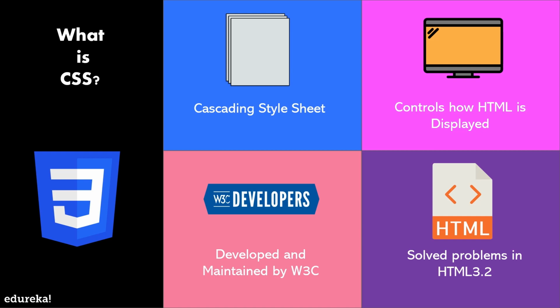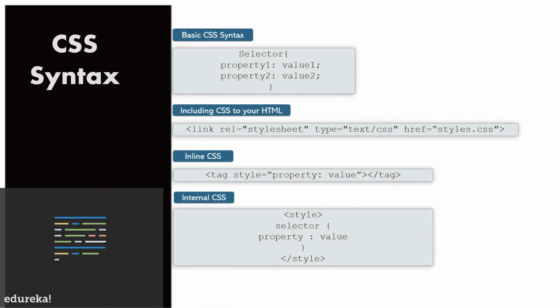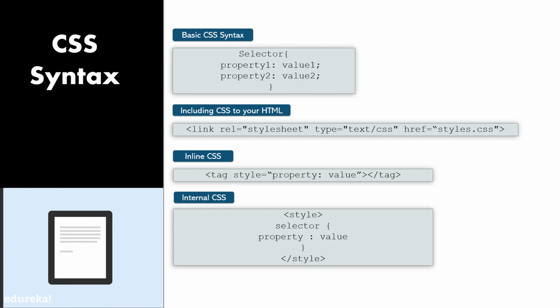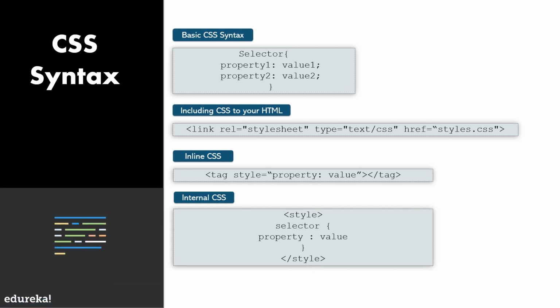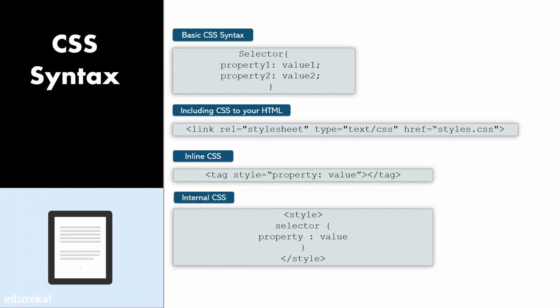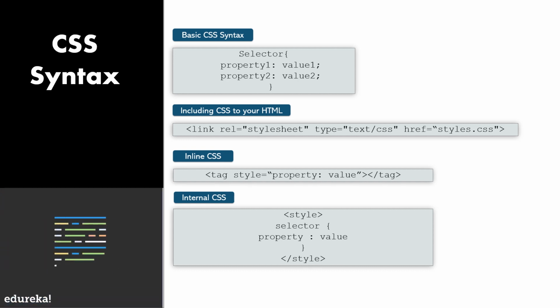Now let's move ahead. So this is the basic syntax of CSS. You basically have selectors, which select or target the place that you want to attach your styling to. Then you have basic property and value pairs. Now you can include your CSS into your HTML with a link tag while putting the href attribute as the file name.